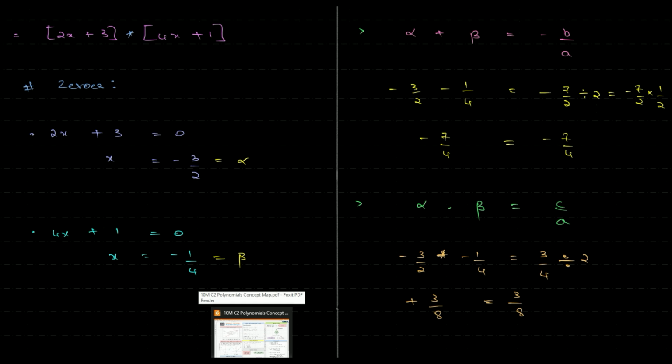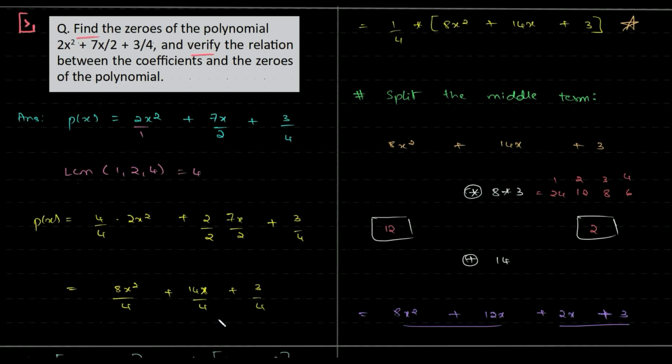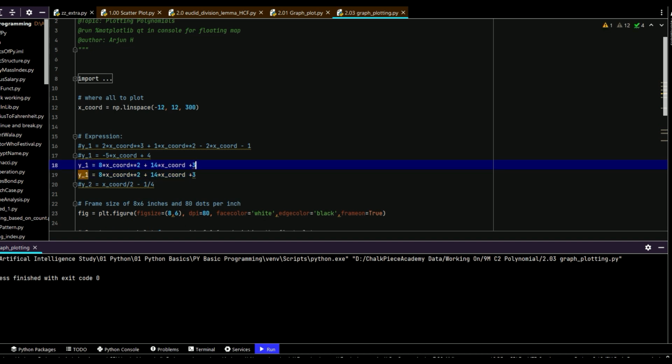So the question is, will I get the same zeros for the other expression? I mean, I should be showing that actually. So what is our equation? Original equation is a 2x square plus 7 by 2x plus 3 by 4. So we have, let me change this, close this, 2x square 7x by 2, 2x square, just a second, I'll just copy this. So this is 2.